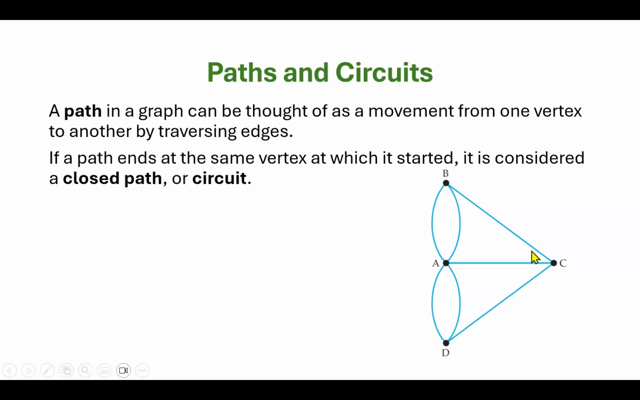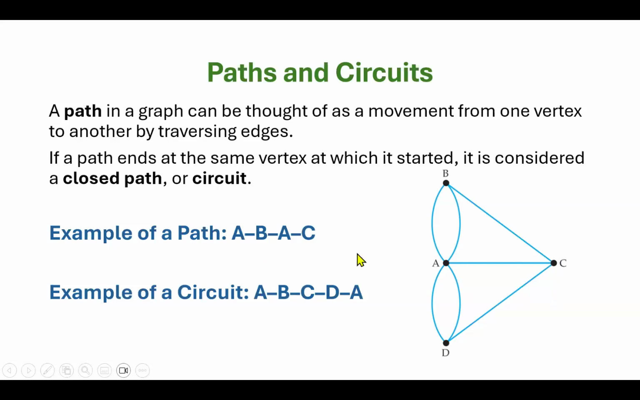This is a picture that shows four vertices and different edges in blue. An example of a path would be going from A to B to A to C. So going along the bottom to B, it doesn't matter which of these edges you take, then going back to A and then going to C. An example of a circuit would be starting again in the middle at A, now going to B, now going to C, and then D, and then coming back to A, because I started and ended in the same place.